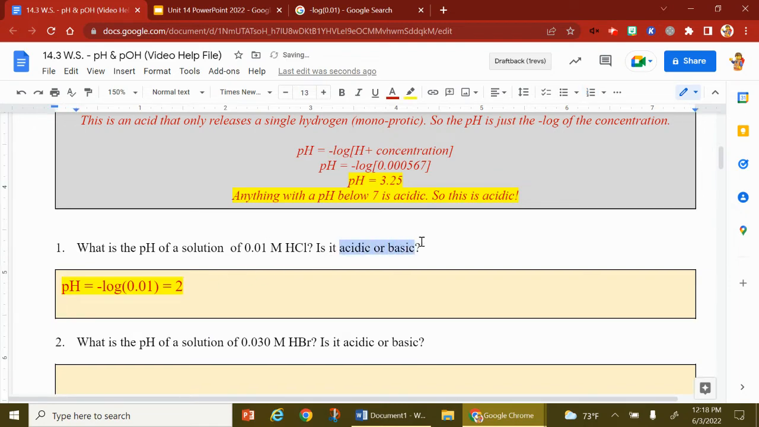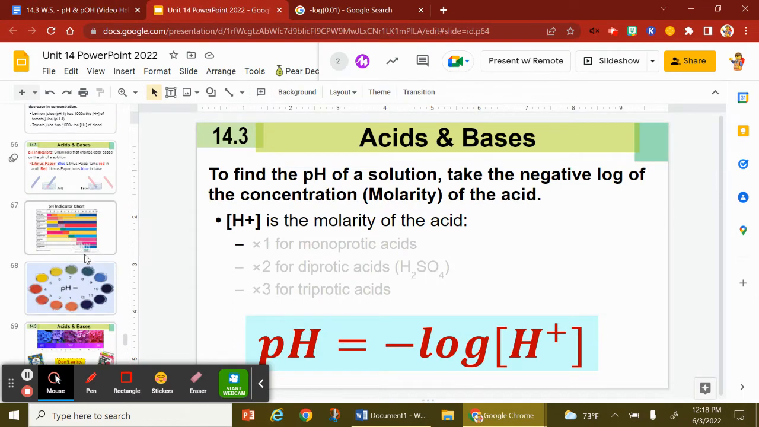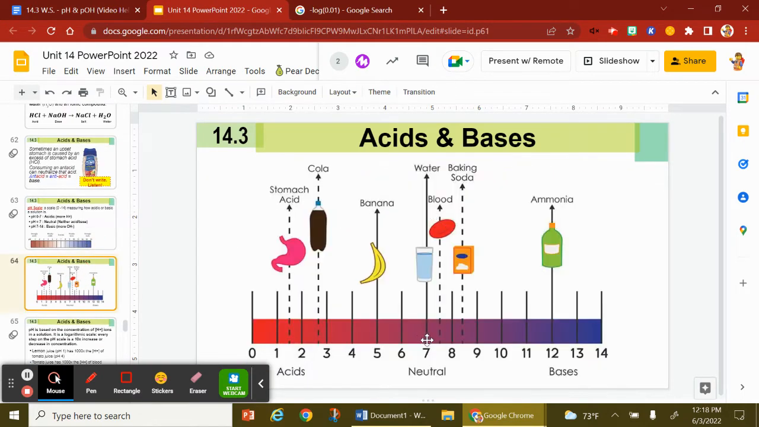Is it acidic or basic? Well, remember, the pH scale, 7 is the middle. If you're on the lower side, if you're lower than 7, you're acidic. If you're greater than 7, you're basic.